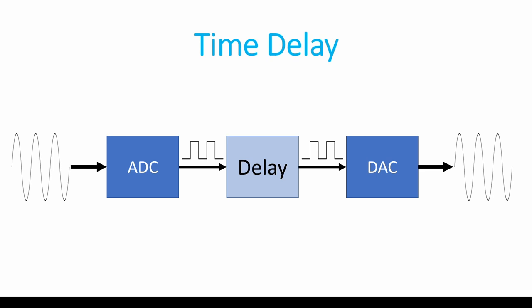Lastly, the final topic of this video is the implementation of time delays, where the output signal is delayed by a specific time increment, or in this case, the signal is shifted back in time by an integer number of samples. And since the sample rate of the system is 1 megasample per second, each shift corresponds to a 1 microsecond time delay.